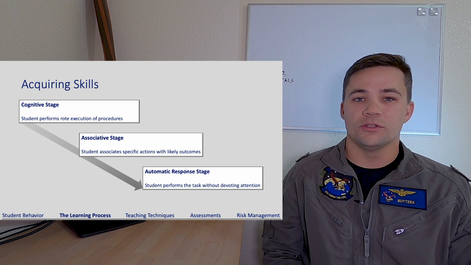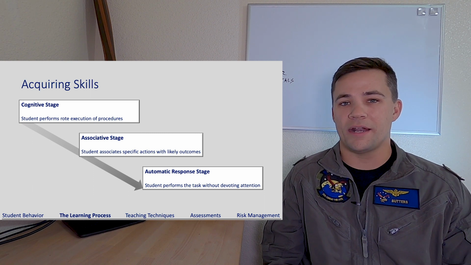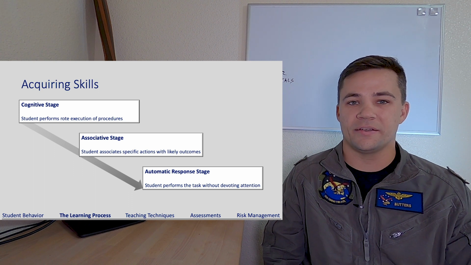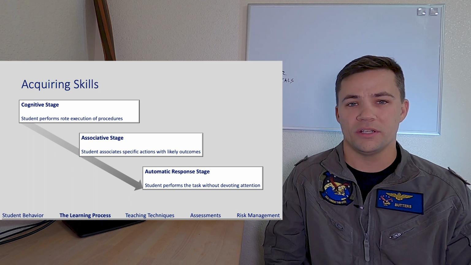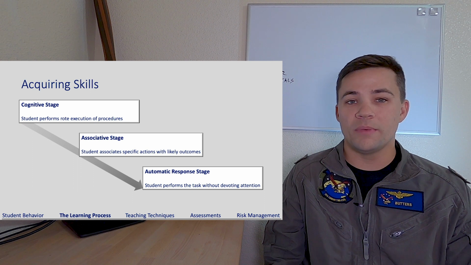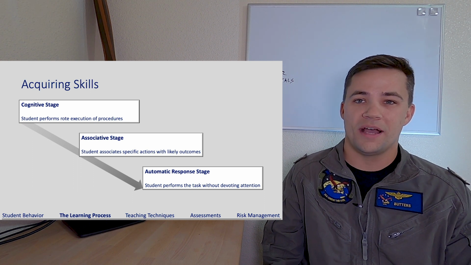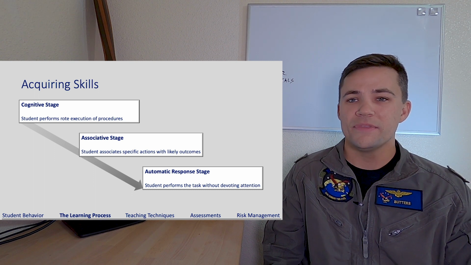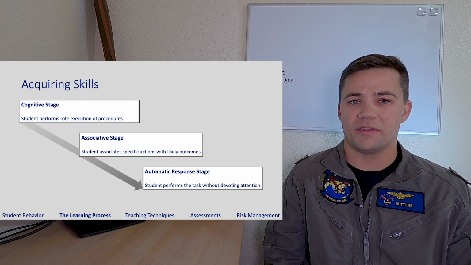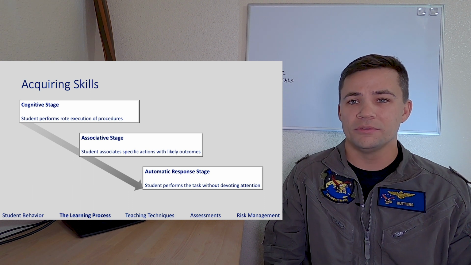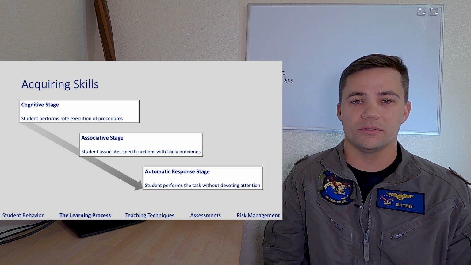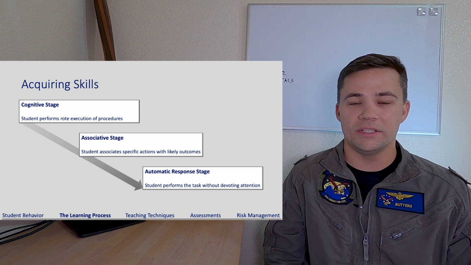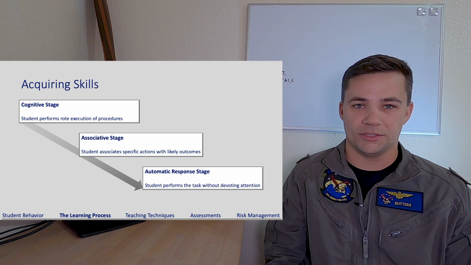And then you're really trying to build towards that automatic response stage, and that's where the student is able to perform basic physical tasks without devoting attention. And as an instructor, while you might not think specifically, oh, I'm in the automatic response stage for this maneuver or that maneuver, it's not hard for you to think about specific things you do in the aircraft and realize how you're really able to do them, particularly certain flight maneuvers or positioning the aircraft in a way that really doesn't require your focused attention.